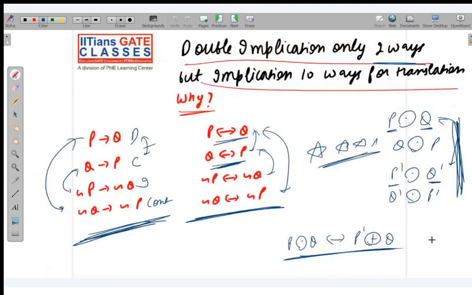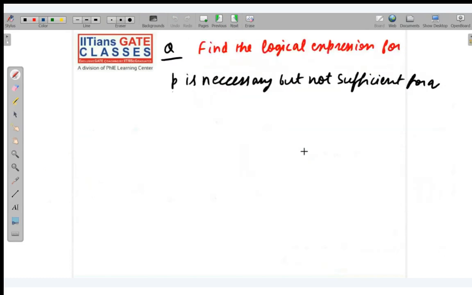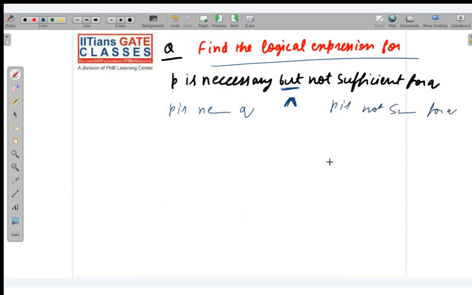I think everybody has taken a snapshot. I'm jumping now. So find the logical expression for this statement. This is the question: P is necessary but not sufficient for Q. Okay. P is necessary. And you have to remember it: in logic, but means and. So what I want to say is P is necessary for Q and P is not sufficient for Q.